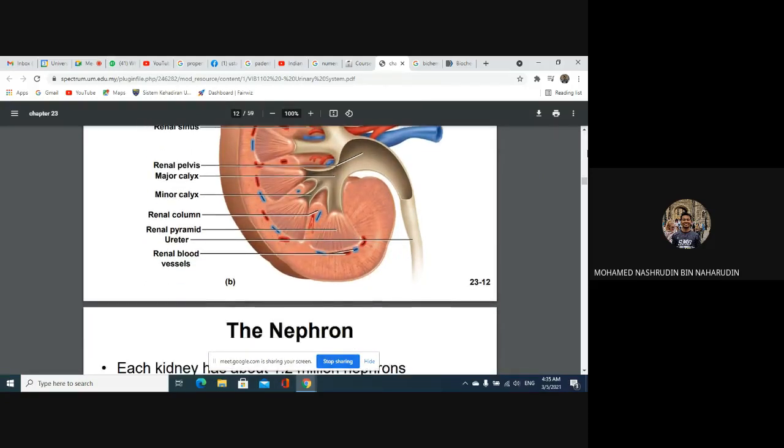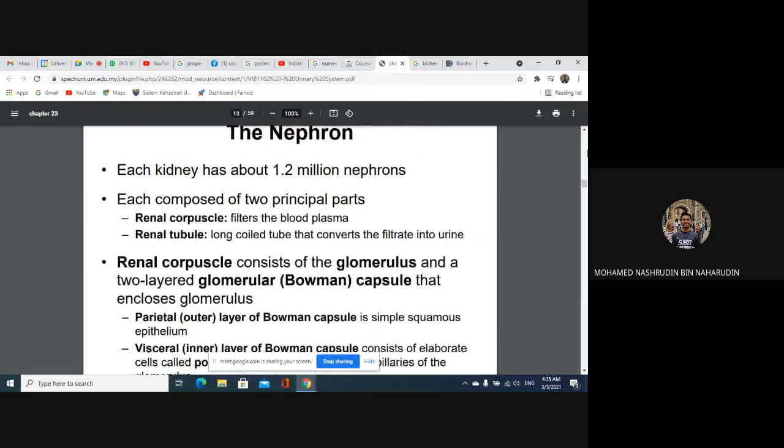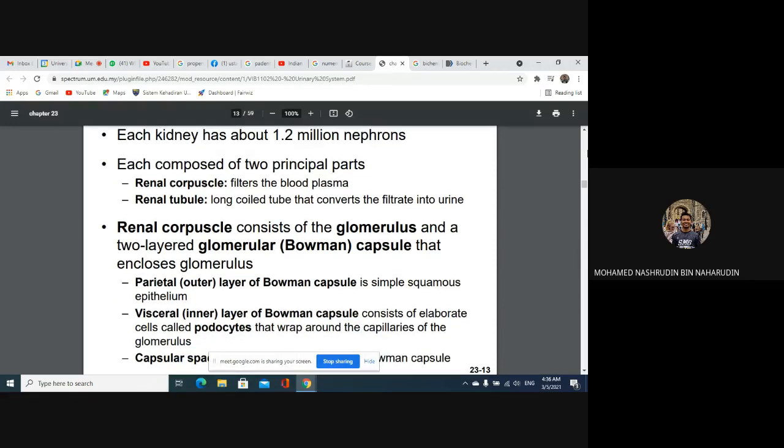You can read this and memorize. So let's go to the nephron. Each kidney, one kidney organ, has about 1.2 million nephrons, and these nephrons are responsible for the activity of filtration. Each is composed of two principal parts: the renal corpuscle, which filters the blood plasma, and the renal tubule, a long coiled tube that converts the filtrate to urine.